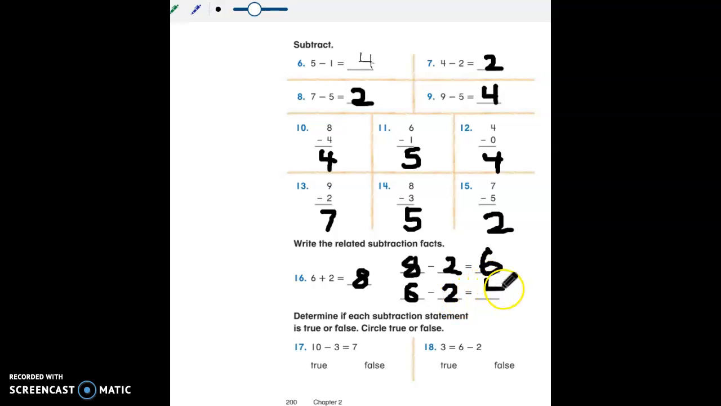And I don't think that's the correct answer, but right now Miss Allen is just trying to fill this in really quick. So I may have to think about that one, how we could have 2 subtraction facts using those same numbers. All right, let's move on.